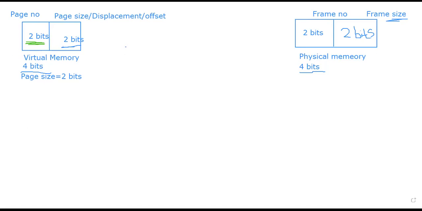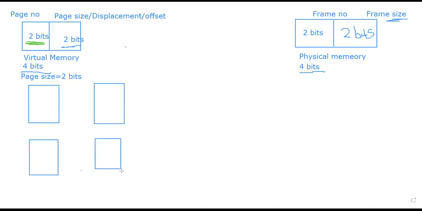Let me draw the pages. First page, second, third, fourth, like that. This is our first page, this is our second page, and this is our third page. Why are 4 pages created? Because we are allocating 2 bits for the page number, and 2 to the power 2 is 4. Therefore, 4 pages will be created.